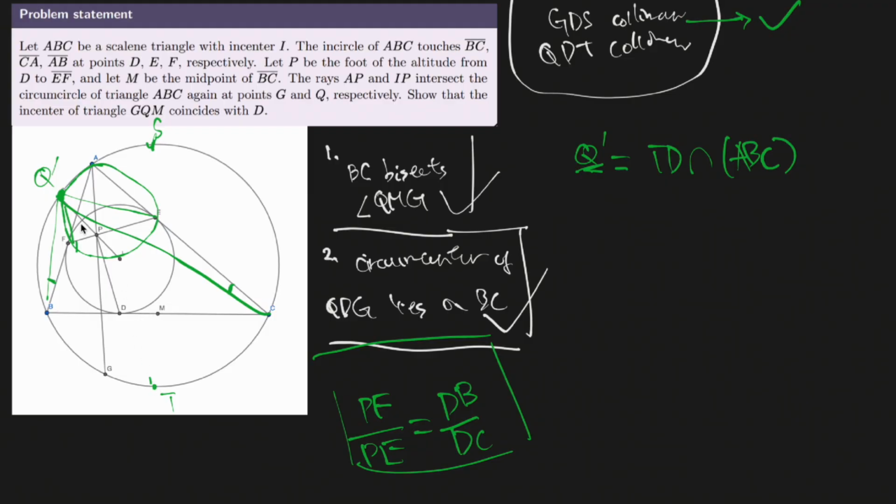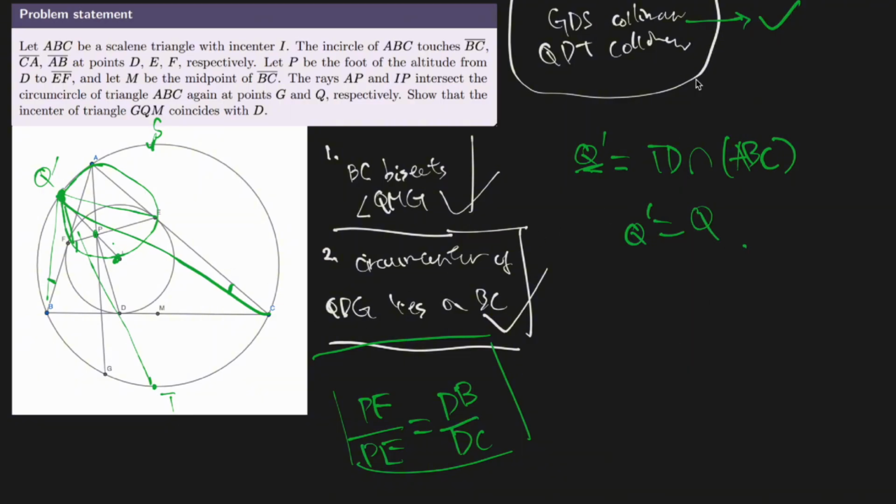Okay, so now we know that D, T, and Q' lie on the same line, and since D, T, and Q' correspond under the spiral similarity to I, P, and Q', they must also lie on the same line, which means that I, P, Q' must be collinear. But since we defined Q' to be on circle ABC, for I, P, Q' to be collinear means that Q' must be equal to Q. Hence, we have proved that Q' is indeed equal to Q, and so we have shown that Q, D, T are collinear.